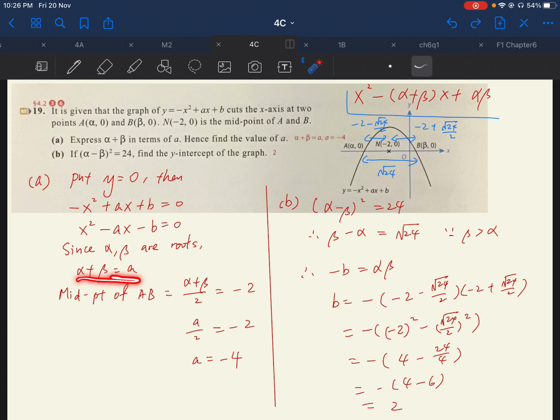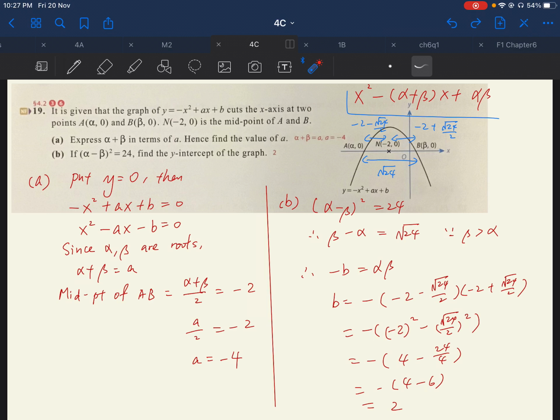Now we need to find out what A is. Notice that if I have alpha and beta over here, then alpha plus beta over 2 will give me their midpoint. The question told you the midpoint is -2. That means if I add them and then divide by 2, I will get -2. So after solving, A is -4.